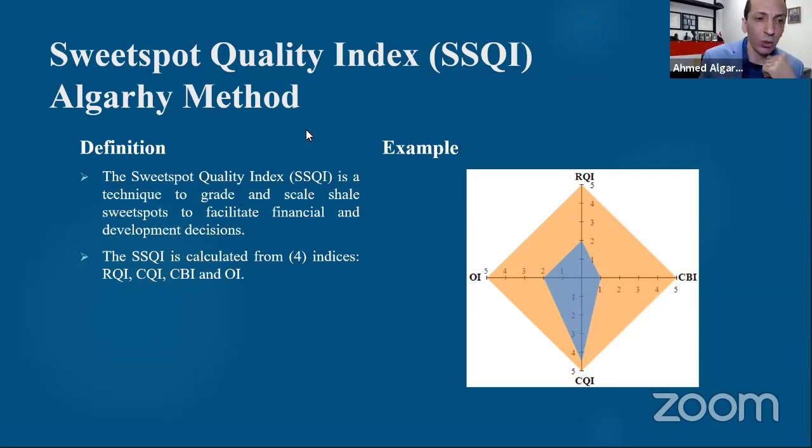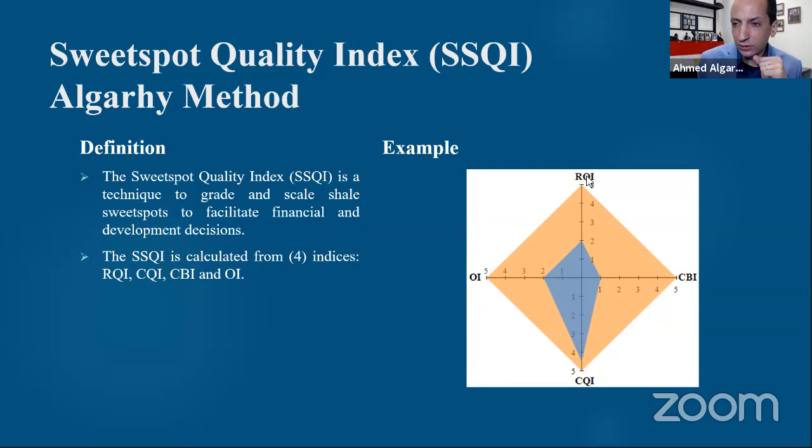If I want to compare a sweet spot in the western desert of Egypt with a second one in Lebanon, a third one in Saudi, and a fourth one in the United States, we need a scale for that. So for this technique, we have a polygon shape. RQI is a measure for reservoir quality index.